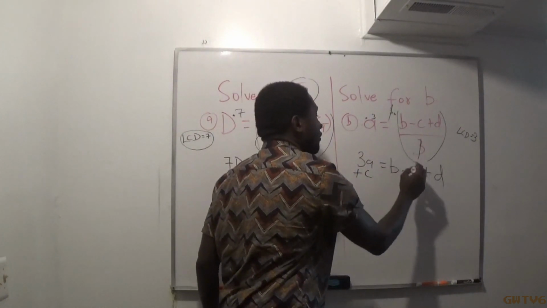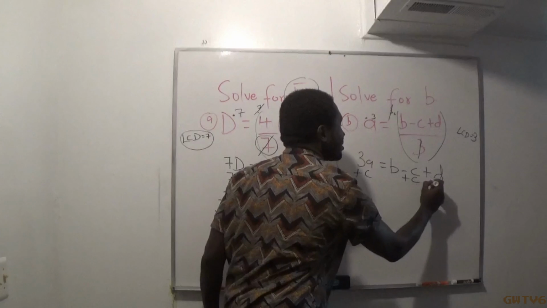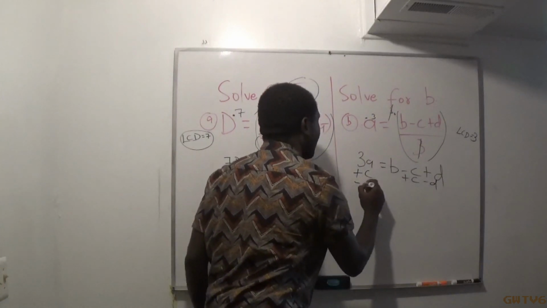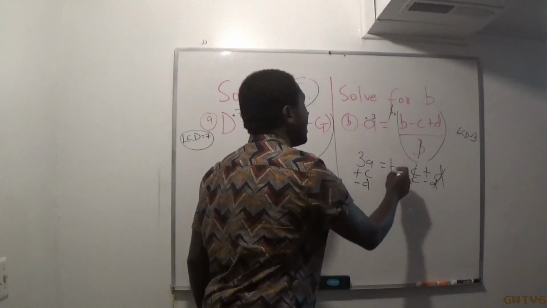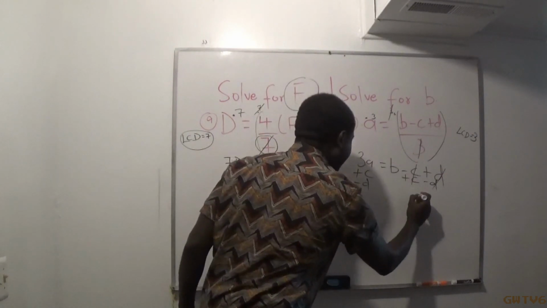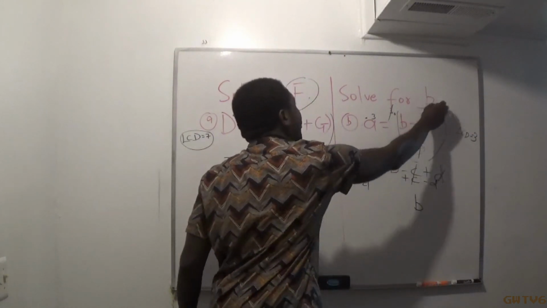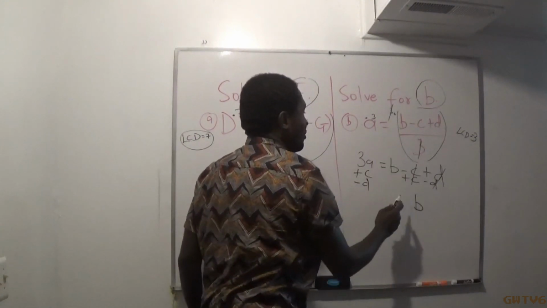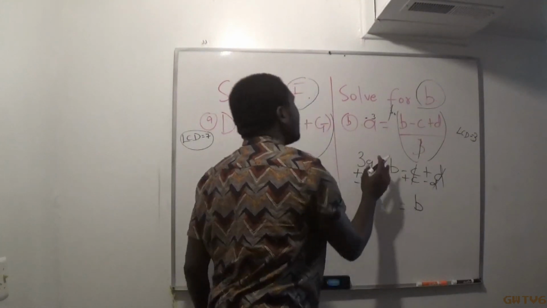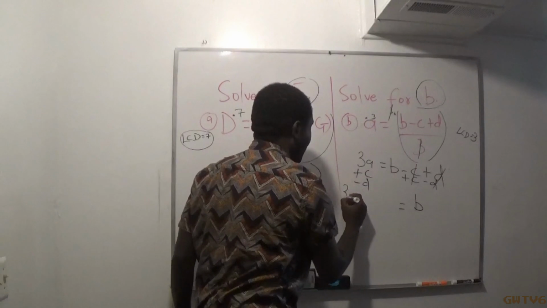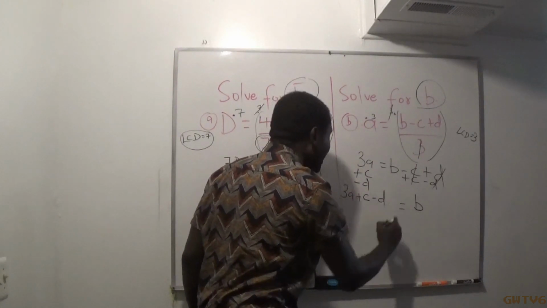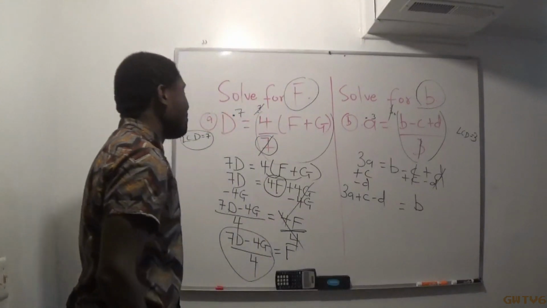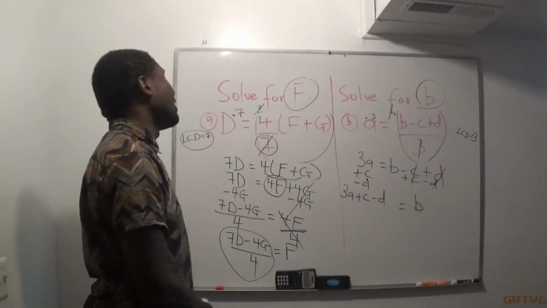I have a D right here. I have to get rid of it. It's a plus D, so I do the opposite. So minus D. I do the same thing right here. Minus D. They cancel out. Now I have the B that I'm solving for by itself. And it equals what? All these. 3A plus C minus D. Oh man, I love math.